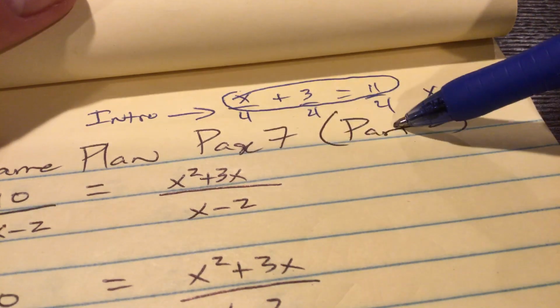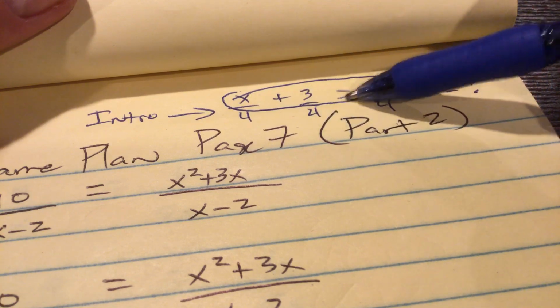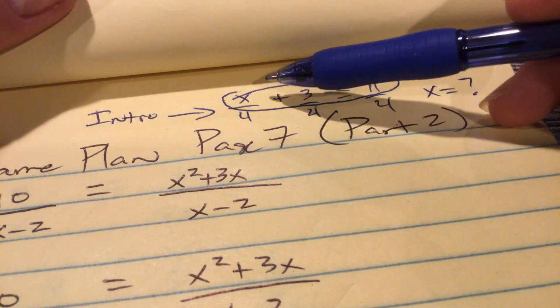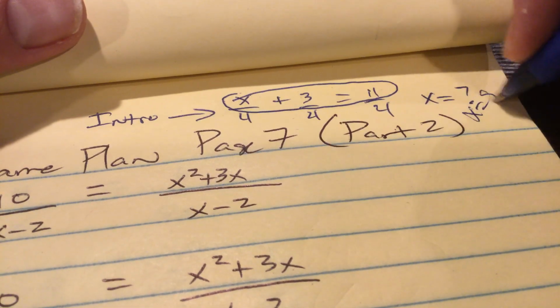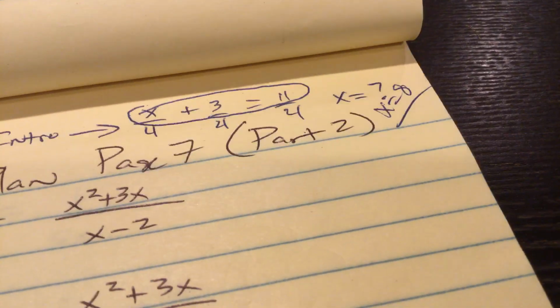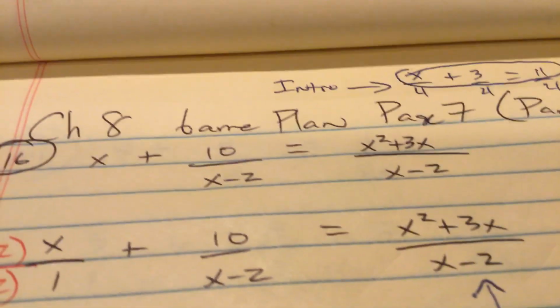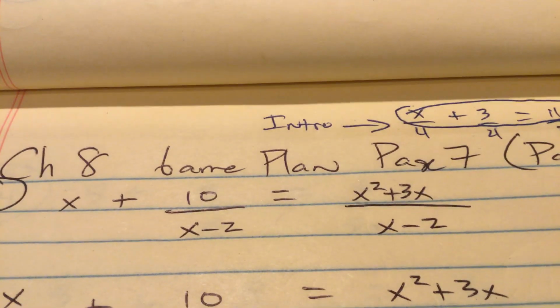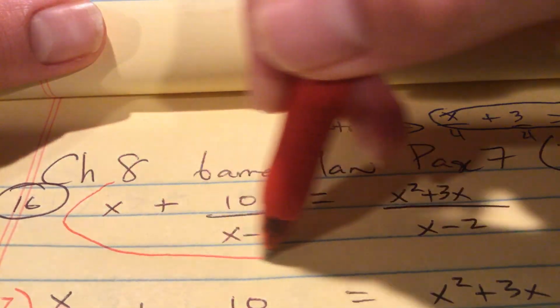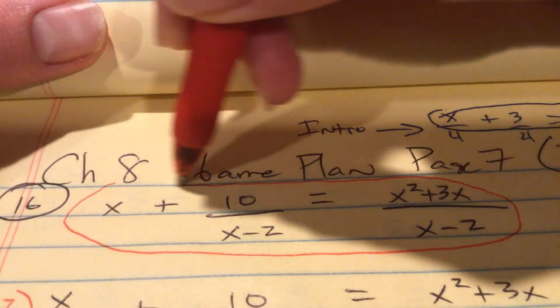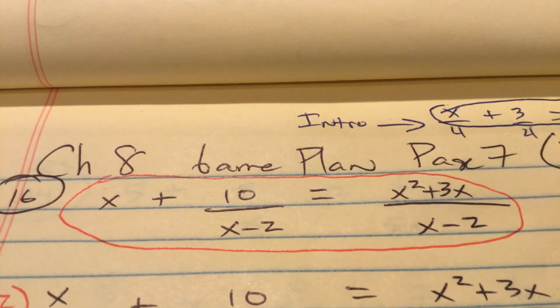When the denominators are equal, then the numerators have to make this true statement. X plus 3 equals 11. So x would be 8. I would drop the denominator. I wouldn't care about the denominators when they are all equal. So that's kind of what I'm trying to do here on 16. So here is 16. I'm going to highlight what it is. We have 10 questions in this video, and then we'll be good.